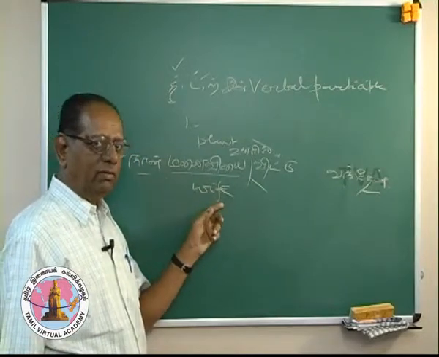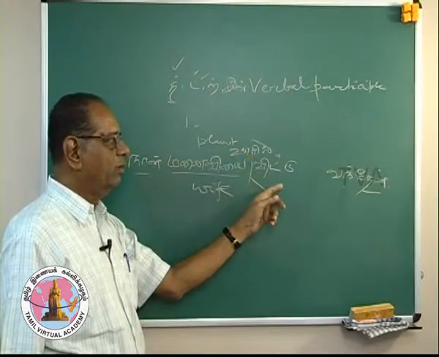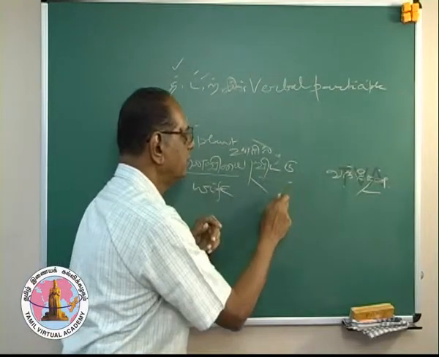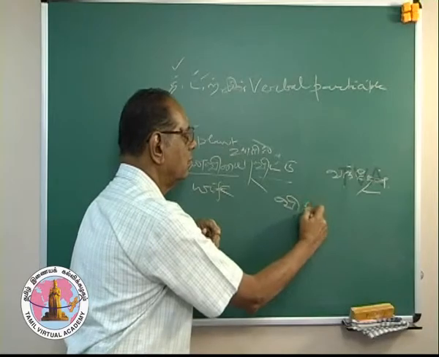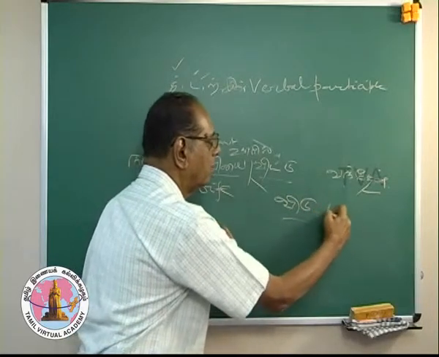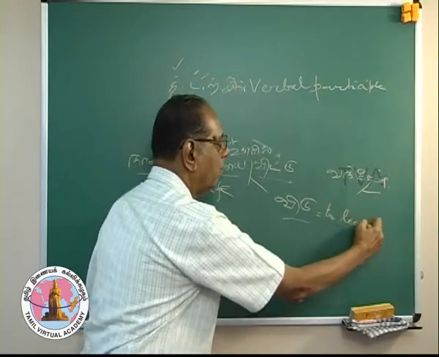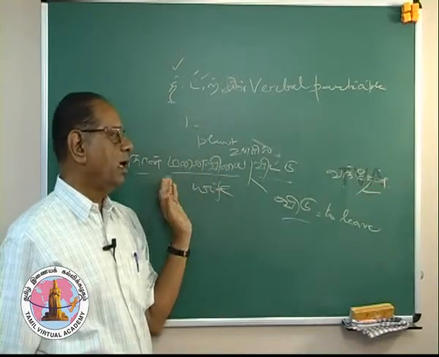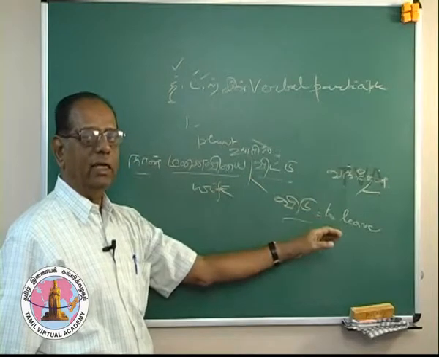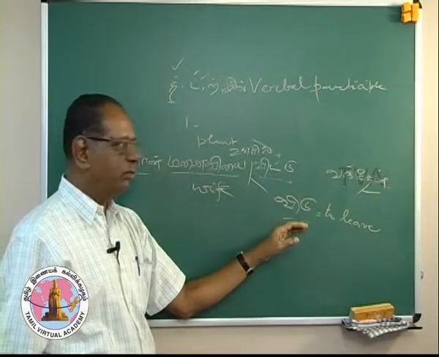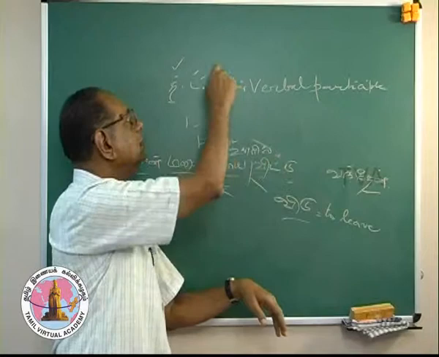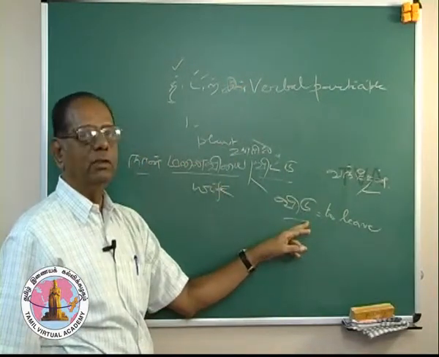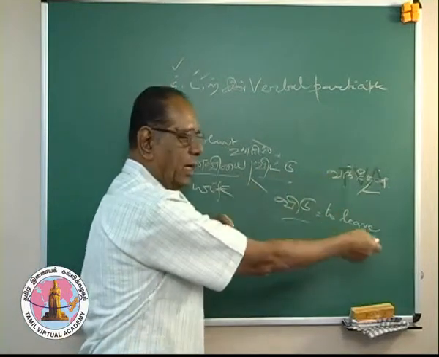நான் மனைவியை ஊரில் விட்டு வந்தேன். விடு, to leave. நான் மனைவியை விட்டு வந்தேன். Vidu is a verb which accepts this second tense marker it and then gets it doubled. Vittu vande.